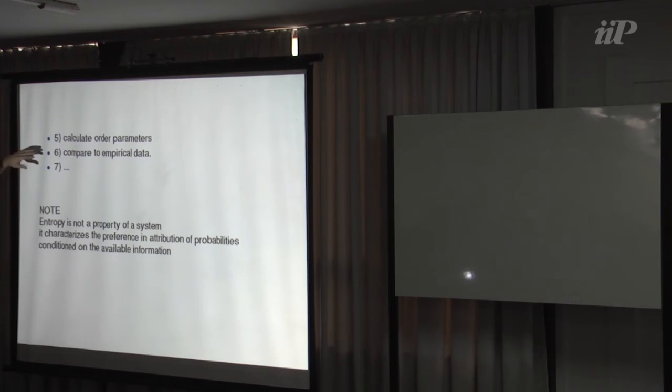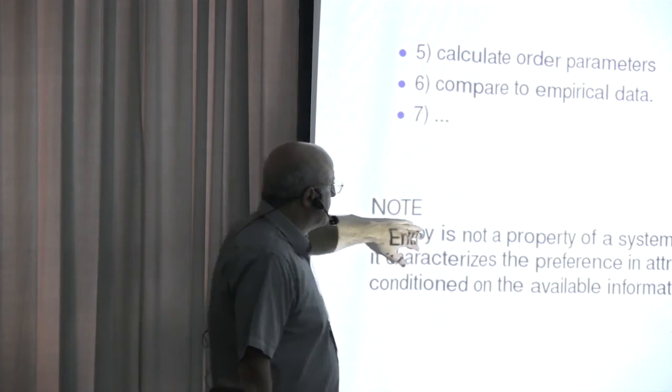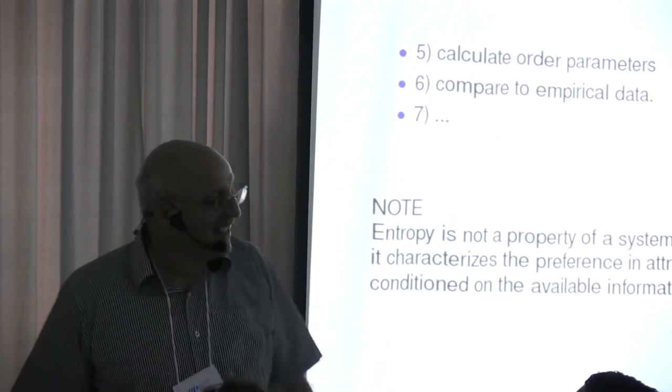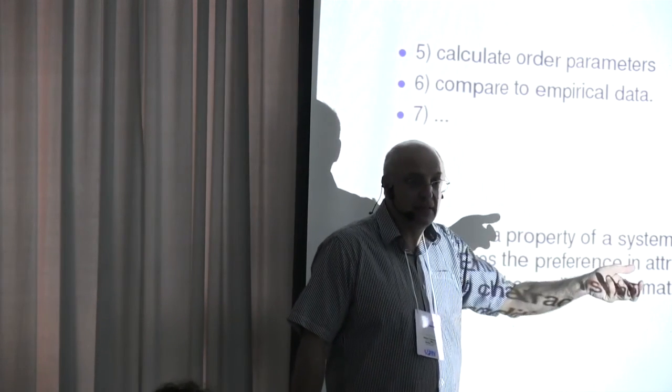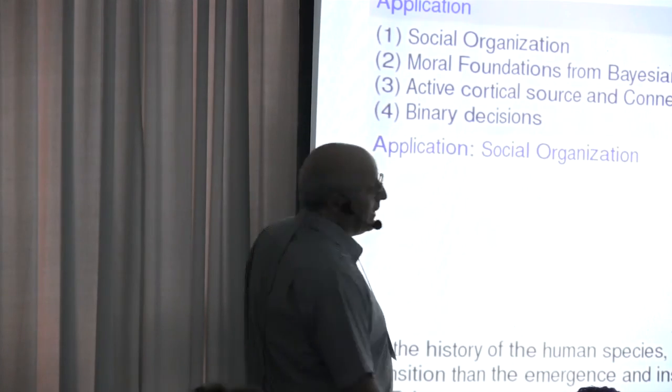Then you calculate order parameters. This is thermodynamics. The order parameters are things that have an interpretation in thermodynamics, and the talk that was given yesterday was about this kind of thing. And then as a scientist, you should always try to look for empirical data. And I say this entropy is not a property of the system, as you might think. Entropy is something that characterizes the state of knowledge that the scientist is in. It's conditioned on the available information, so it's subjective.